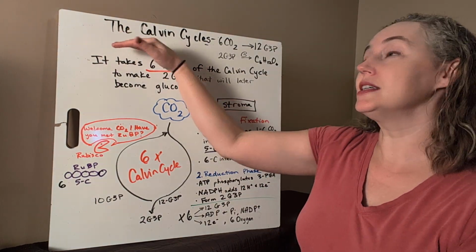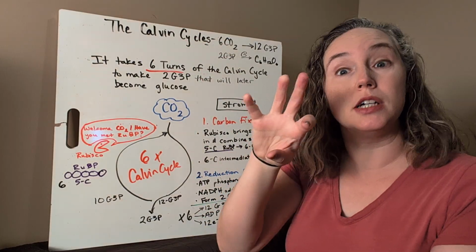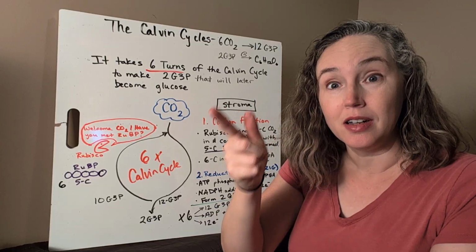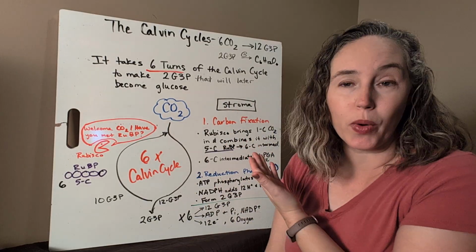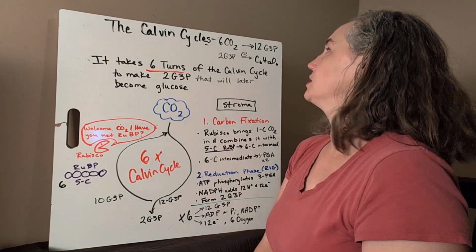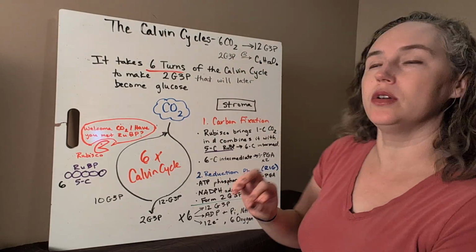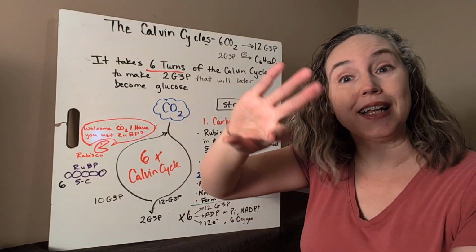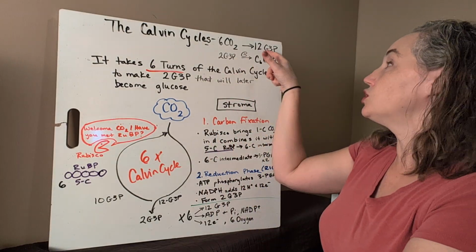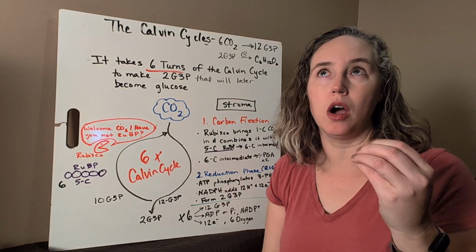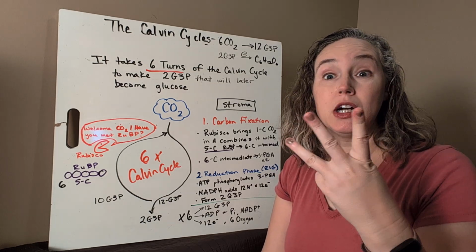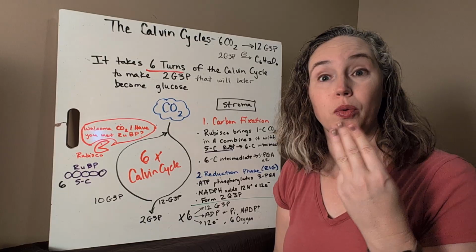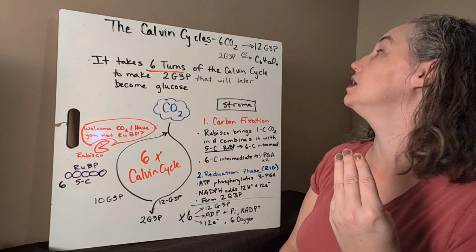So I like to think of it as the Calvin cycles, because you actually have to turn this wheel 6 times to get the products that you see on the right-hand side of the chemical equation. So you're going to start with 6 CO2, and what's going to be produced at the end of 6 turns is 12 G3P, which are 3 carbon molecules. They're like 3 carbons stuck together with some other O's and H's coming off of it.